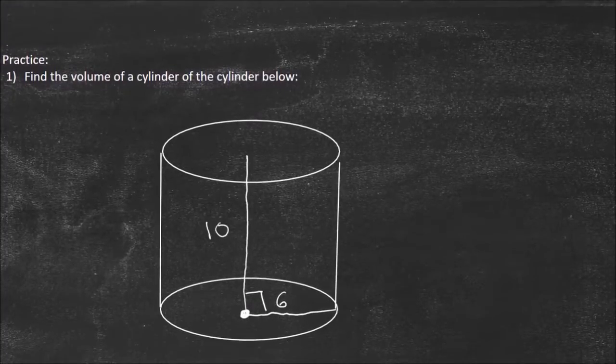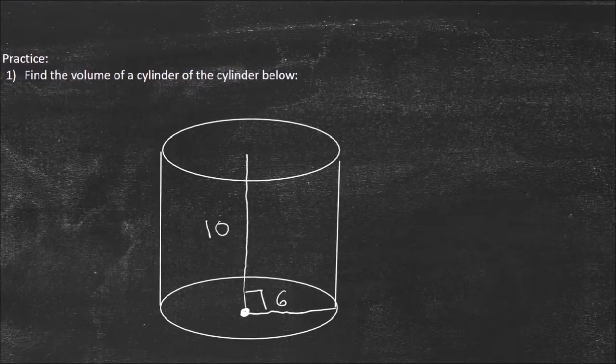Find the volume of the cylinder below. I'm given the height, and I'm also given the radius. I'm just going to plug in my formula. I'm going to find the area of the bottom. It's pi r squared, which becomes pi times 6 squared, which is pi times 36. I'm going to write that as 36 pi.